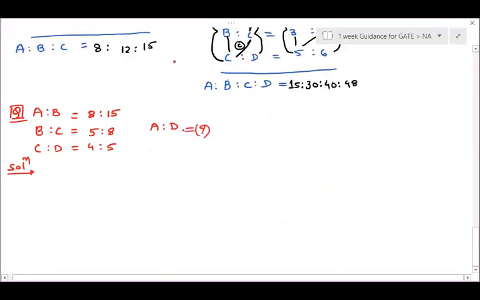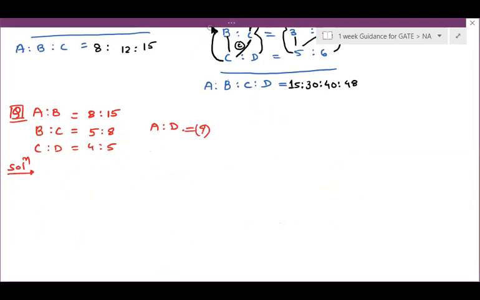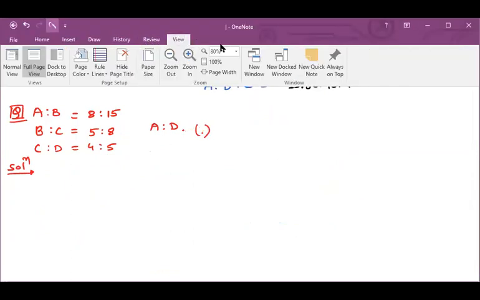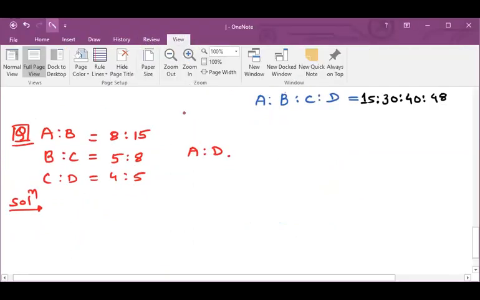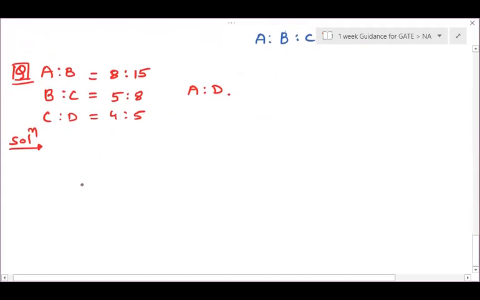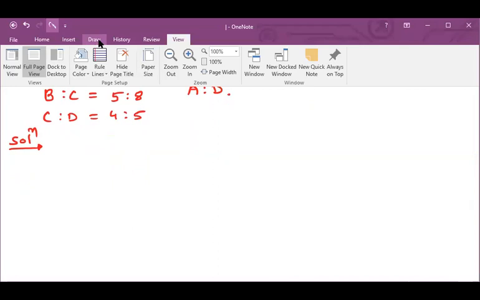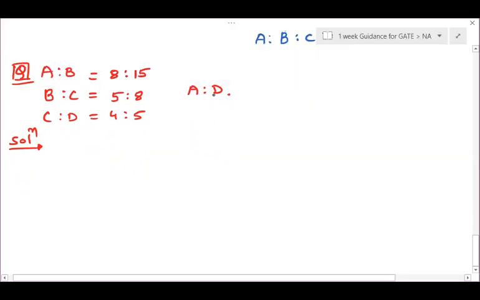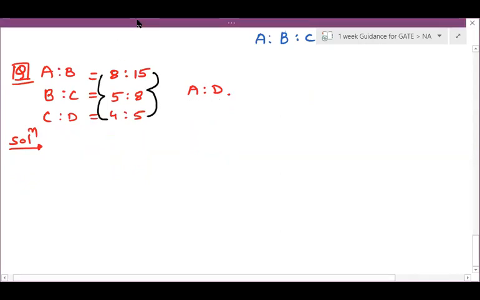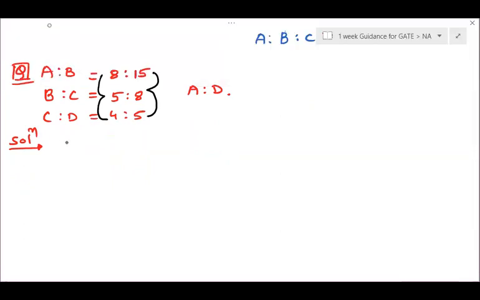Okay. So now we need to find this A is to D. See over here. So same thing, right? Which symbols we need to remember? Now we want only A and D, right? So no need to find for B and C. For A, just multiply this, and for D, just multiply this. Okay. We need only A and D, na?